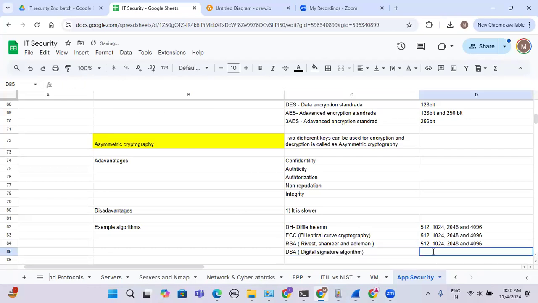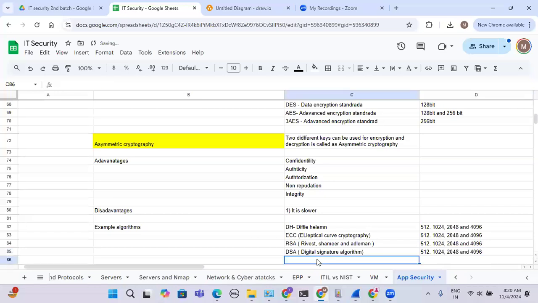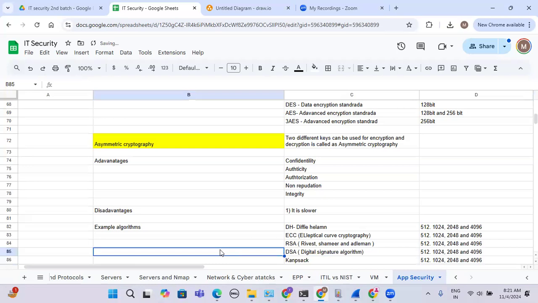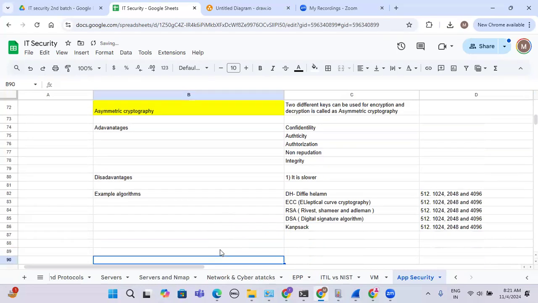Same thing here, it will support all these four strongest ciphers. And finally, we have knapsack, which also supports all these four different types of strongest ciphers. So these are all the examples on the asymmetric side.